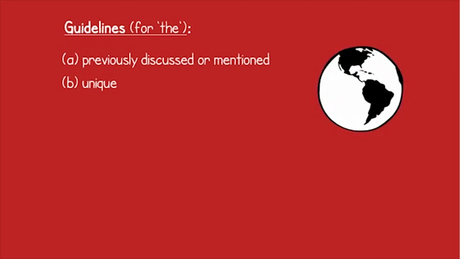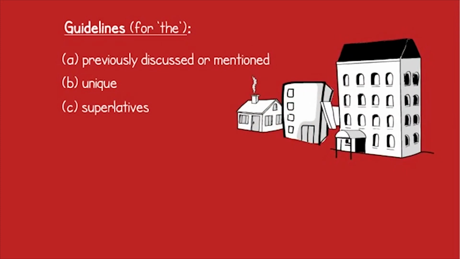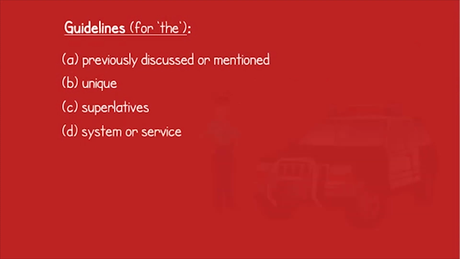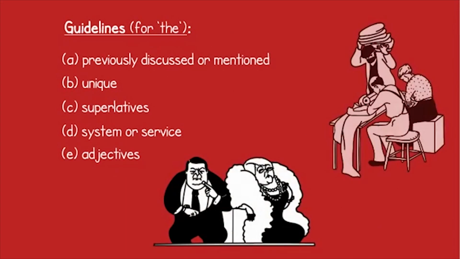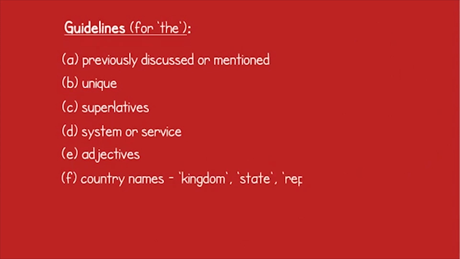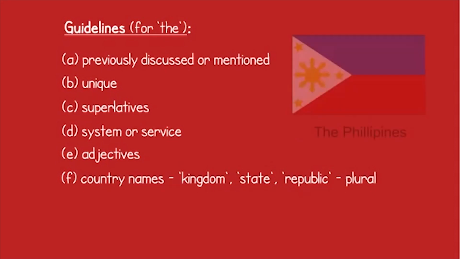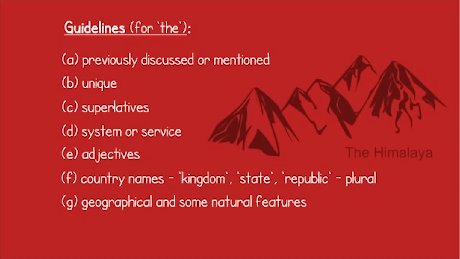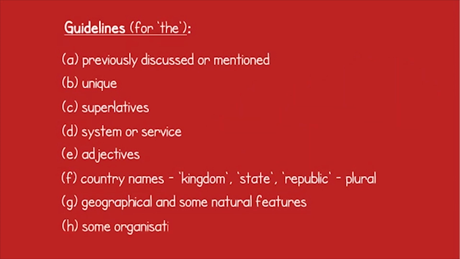nouns that are unique or uniquely specified by the context or situation, with superlatives like the biggest or the worst, for a system or service like the police or the fire brigade, with adjectives like rich, poor, elderly, unemployed, when using the word to refer to a group of people, with country names that include words like kingdom, state, or republic, and with country names that are plural, for geographical and some natural features like mountain ranges, but not individual mountains, and for some organisations.